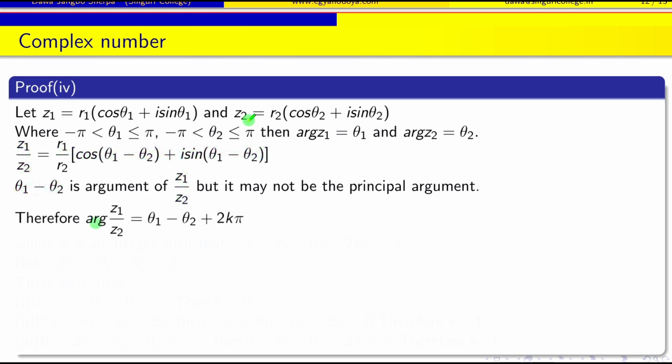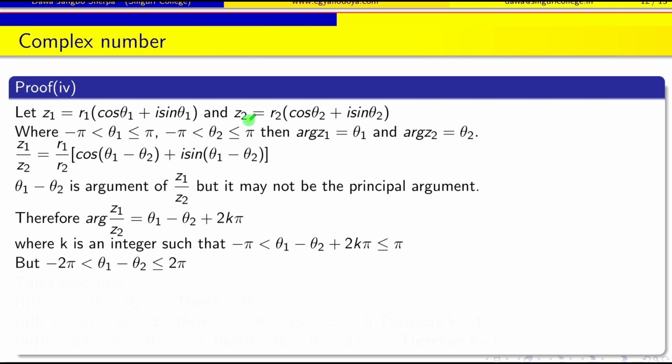The principal argument of Z1 by Z2 will be theta 1 minus theta 2 plus 2k pi, where k is an integer such that minus pi is less than theta 1 minus theta 2 plus 2k pi, which is less than or equal to pi. We have to choose k in such a way that the value of this argument lies in this range. But we know that theta 1 minus theta 2 lies between minus 2 pi and 2 pi, because we have considered theta 1 and theta 2 as principal arguments.